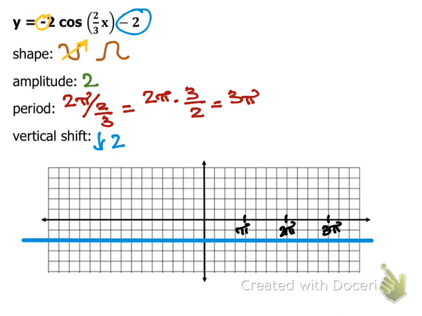Now to graph. Cosine usually starts with a maximum. We flipped it. It starts with a minimum, and I'll go down 2 from my new x-axis. We have another minimum at the end of our period, which is 3 pi. Halfway between there, we have a maximum, which is 2 units from our new x-axis. And then halfway between those, we have zeros.